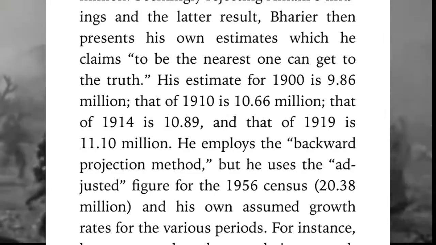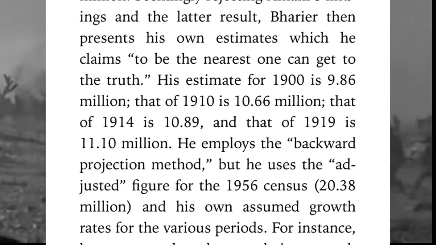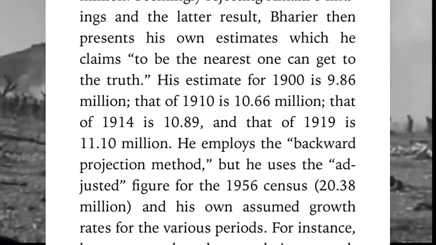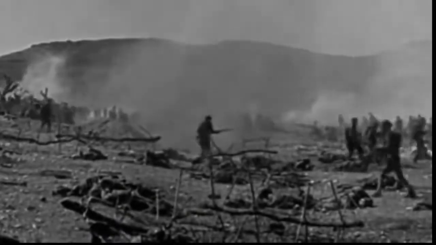Barrère then presents his own estimate, which he claims to be the nearest one can get to the truth. His estimate for 1900 is 9.86 million, that of 1910 is 10.66 million, that of 1914 is 10.89 million, and that of 1919 is 11.10 million. He employs the backward projection method, but he uses the adjusted figure for the 1965 census, 20.38 million.